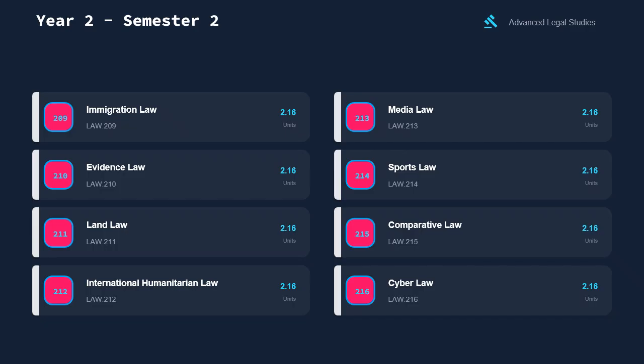Real-life example, in Carpenter v. United States, 2018, the court required warrants for cell site location information, extending privacy protections. Practical application, lawyers challenge surveillance and advise on compliance. Students analyze warrant requirements. 3.